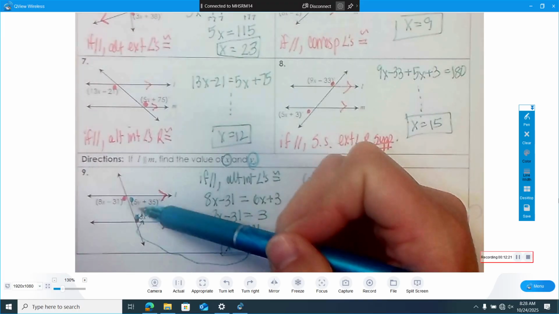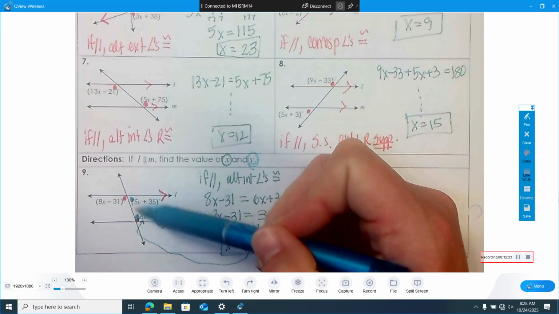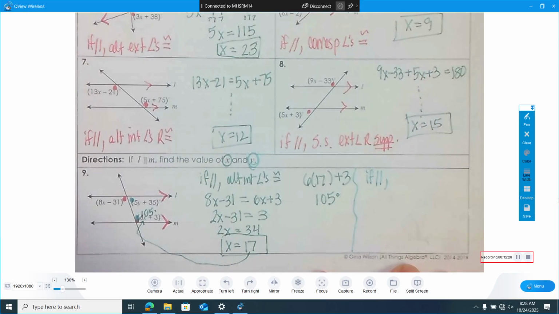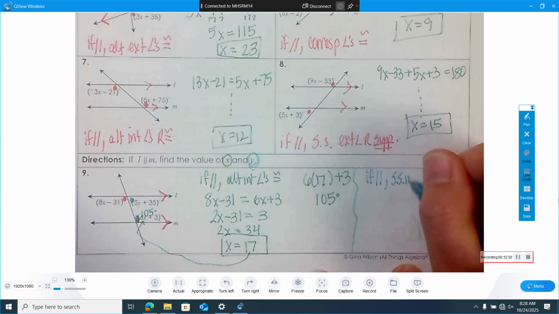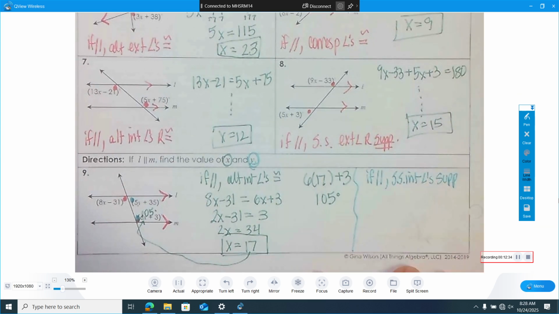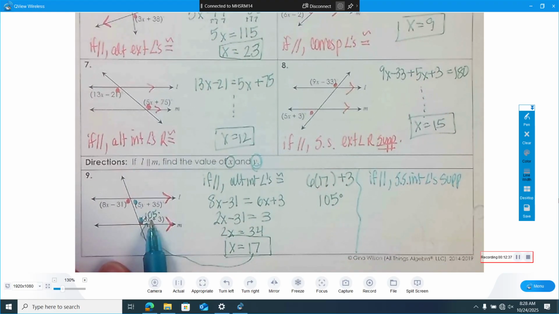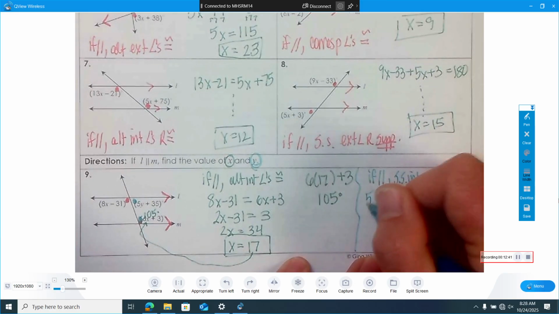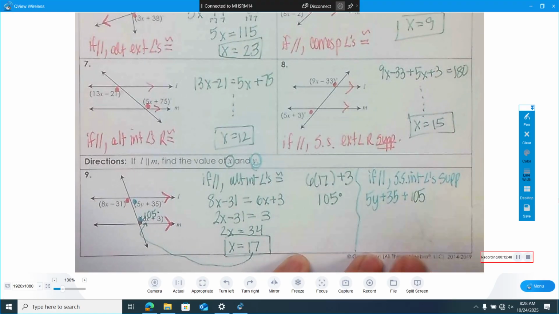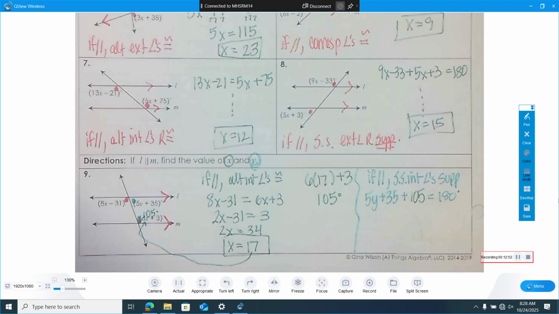Beautiful. So what's the special name of these two angles? Linear or same side interior. Very good. Same side interior angles are supplementary. And so since we know this angle now is 105, then we can write our 5y plus 35 plus that 105 equals 180 degrees.